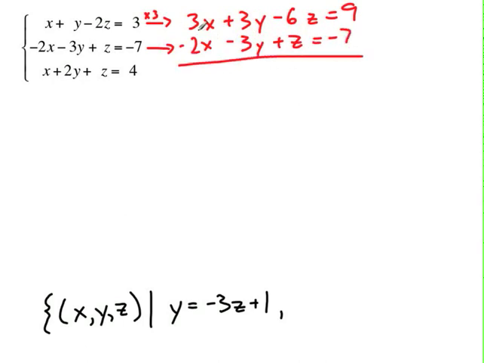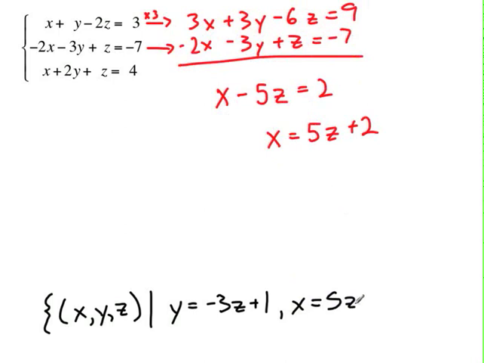If you add these together, you end up getting x. That goes away. This becomes a negative 5z equals, now this becomes a 2. So if I add z over, I end up getting x equals 5z plus 2. So that is the other criterion that we're going to need. X equals 5z plus 2. Now, what we're going to do is we're going to make z just any real number.